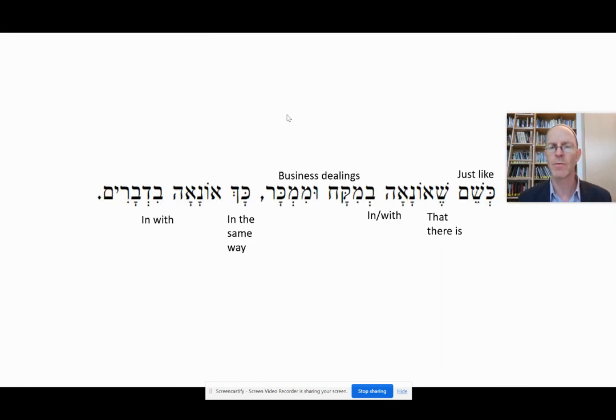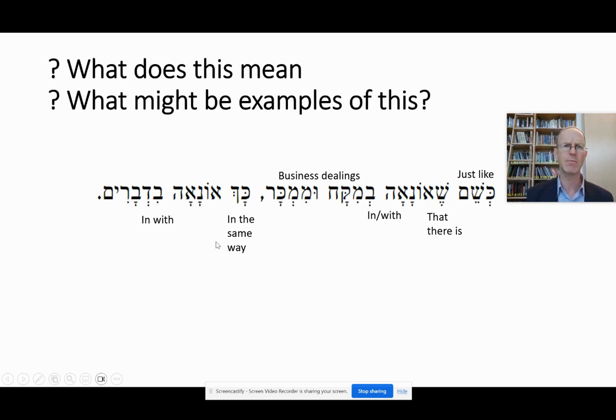And here's the Mishnah that comes next. Kishem, just like that there is ona'ah b'mekach umimkar, just like in business dealings there can be ona'ah, in the same way, there can be ona'ah with devarim. Devarim sometimes means things, but here it means words. Ona'ah with words. What do you think that actually means? What might ona'ah with words actually mean? Question number 8.